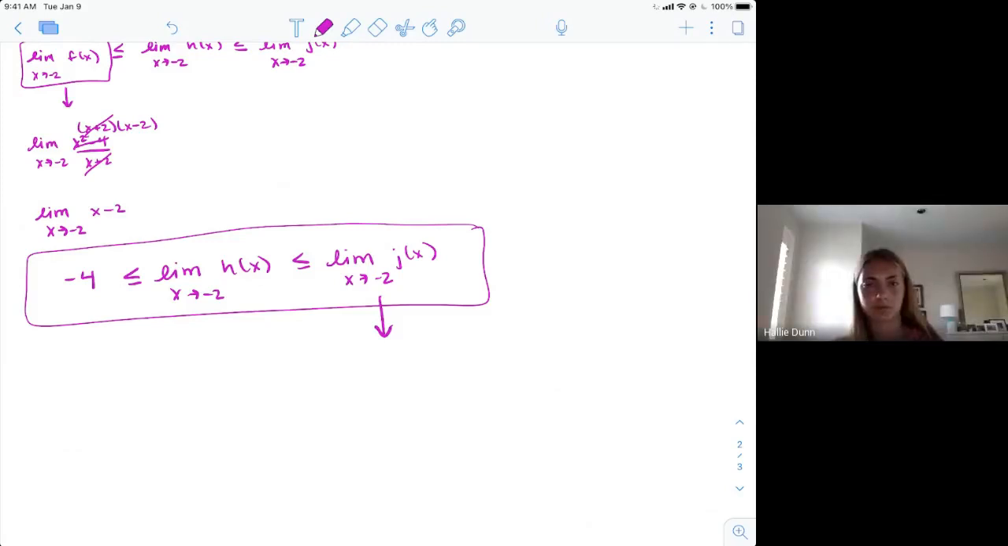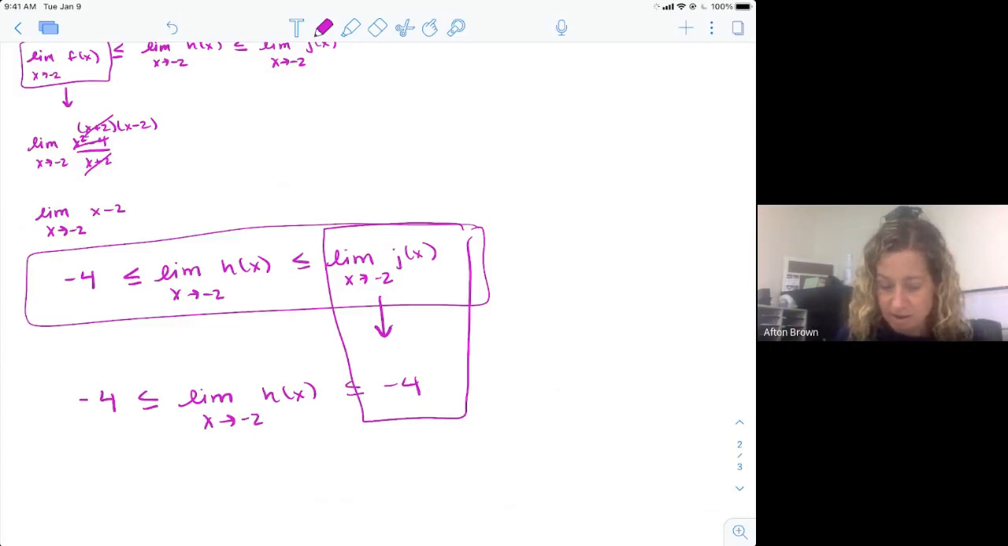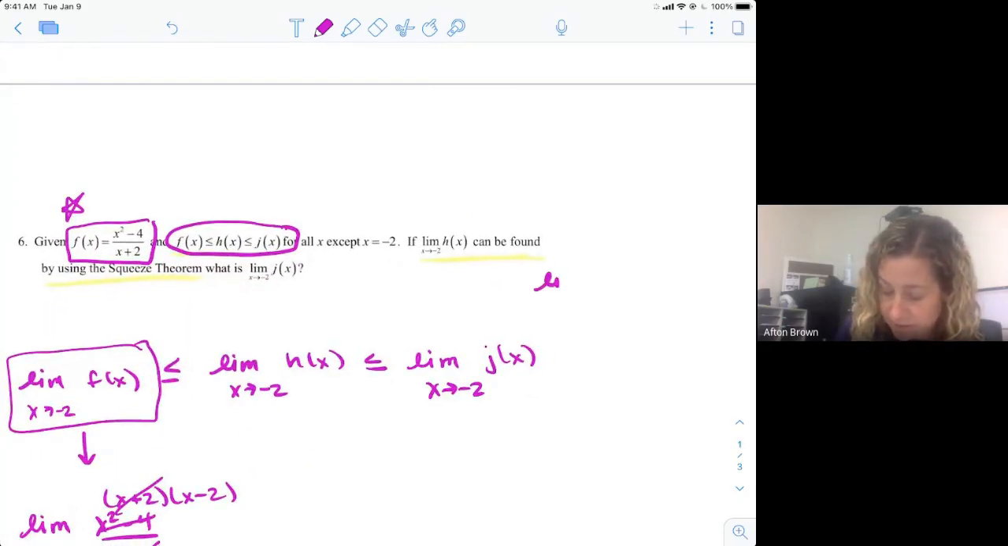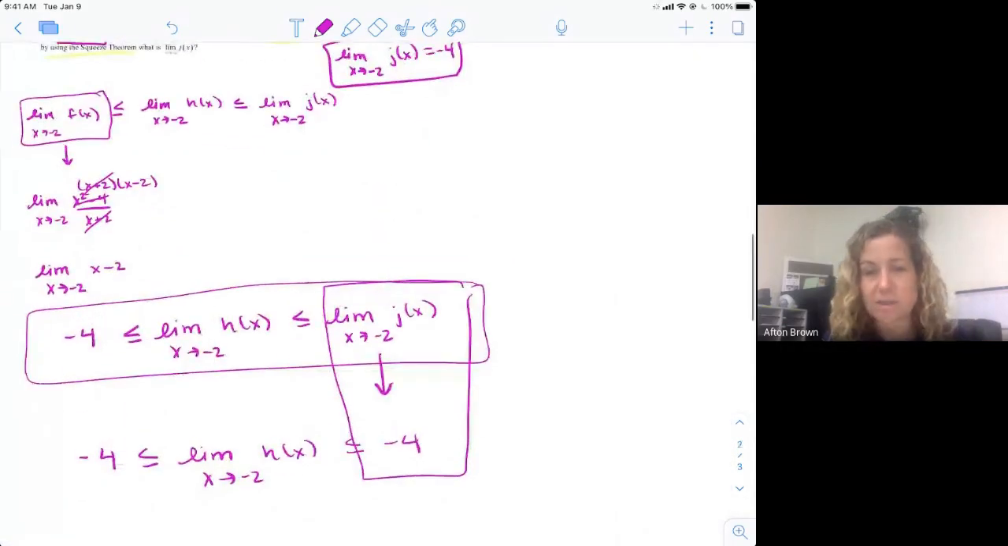-4. -4, exactly. It's just the idea that the only way squeeze theorem is going to work is the limit of the bigger function and the smaller function have to be the same number. So the only way it would work is if that function was -4. So that's all we have to say. So you would say, so it can be found. So the limit as x goes to -2 of j of x must equal -4. And the logic is because the unknown had to be sandwiched in between two things that we know, and they had to be equal to each other. Not too bad.